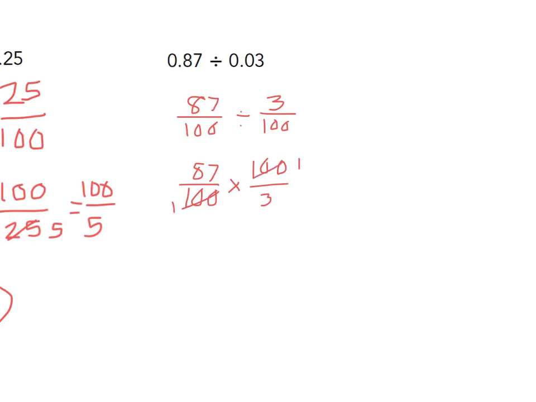And I know that 87 is divisible by 3 because 8 plus 7 is 15, and I know that if the sum of the number is divisible by 3, then the number itself is divisible by 3. 1 here, and 29. So I get 29 over 1, or just 29.